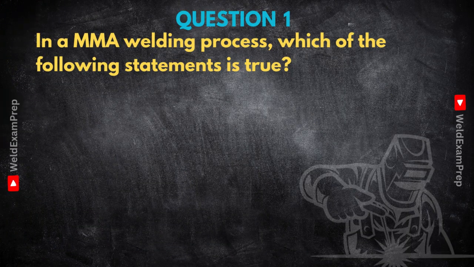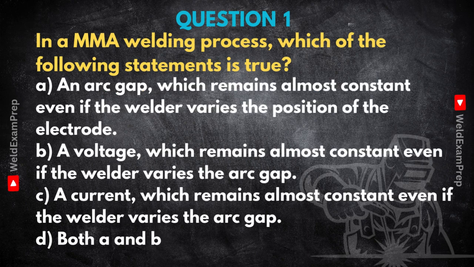I'm sure many of you know well. So here's the question. In an MMA welding process, which of these statements holds true? A, an arc gap, which stays almost constant even if the welder shifts the electrode position slightly. B, a voltage, which stays almost constant even if the welder varies the arc gap. C, a current, which stays almost constant even if the welder varies the arc gap. D, both A and B.